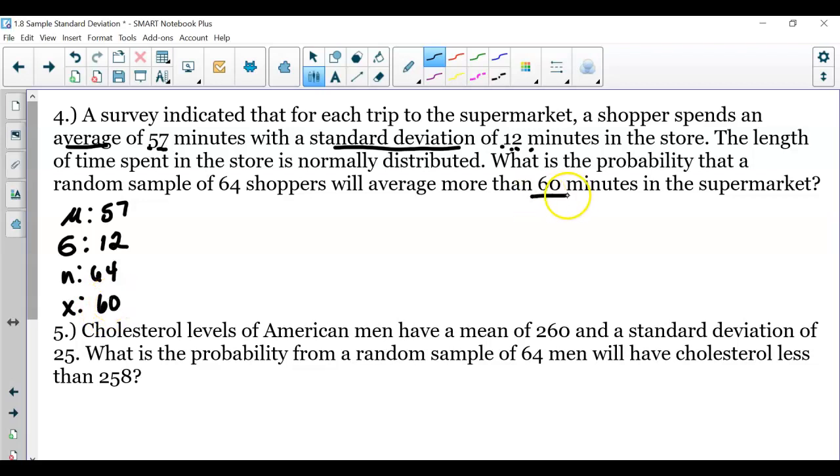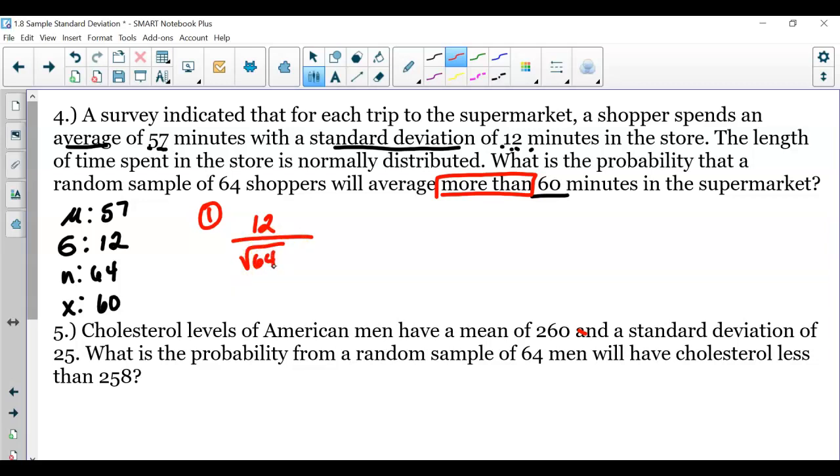Then what is the value that we're going to be working with? 60 minutes. However, we're looking for the probability that the sample will average more than 60 minutes. So keep in mind now when we set up, you can either use the z-table, so converting the z-score, or using the calculator to set up your lower bound, upper bound to find the probability. But before we do that, because it's a sample, we do need the new standard deviation for the sample. So standard deviation 12 divided by the square root of which value?